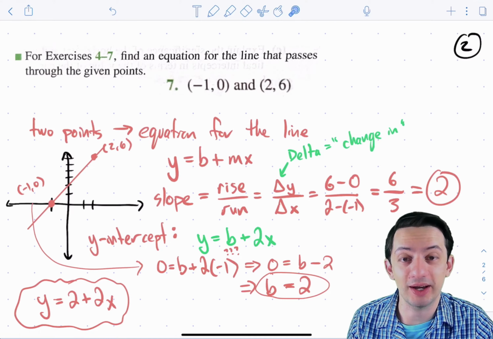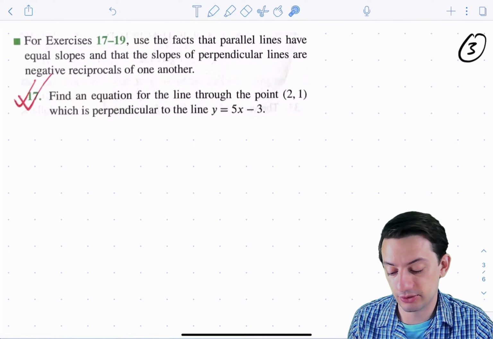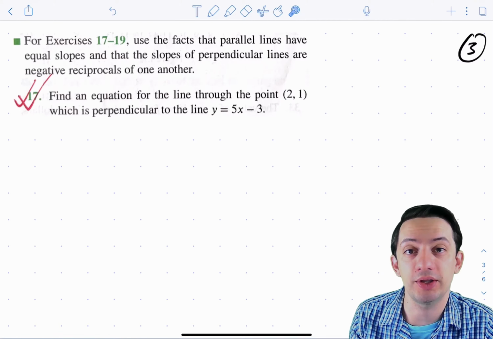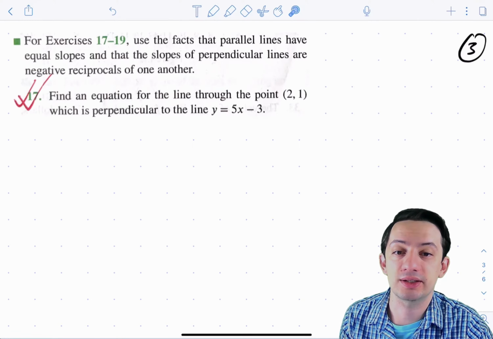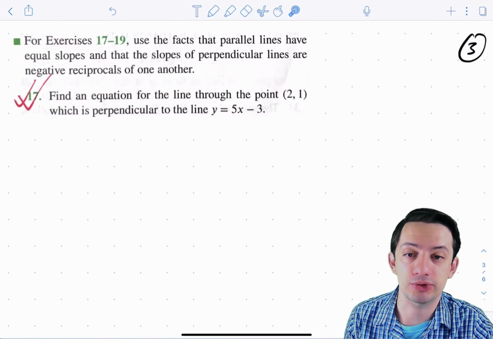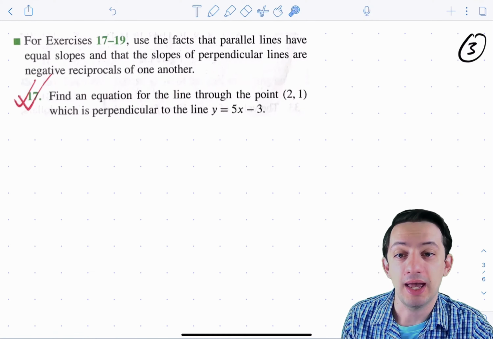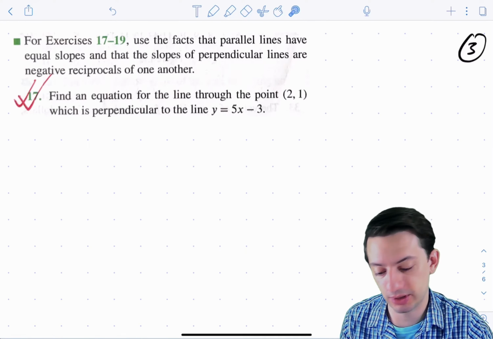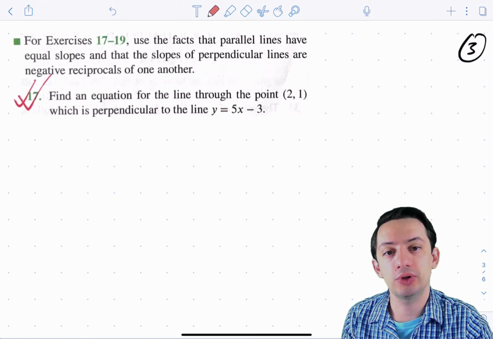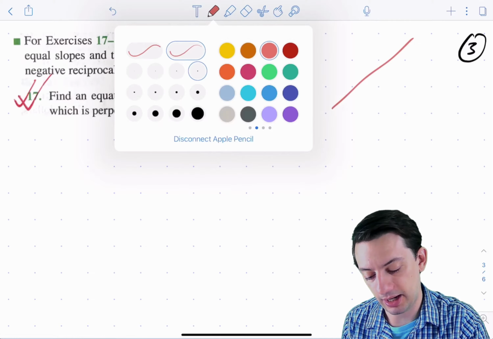Moving on to exercise number 3. This is number 17 from the book, and the instructions cover 17 through 19. It says, use the facts that parallel lines have equal slopes, which is not going to be relevant to this problem, and that slopes of perpendicular lines are negative reciprocals of one another, to solve this problem. So first, let me explain what they mean. Two lines are perpendicular if they meet at a right angle.